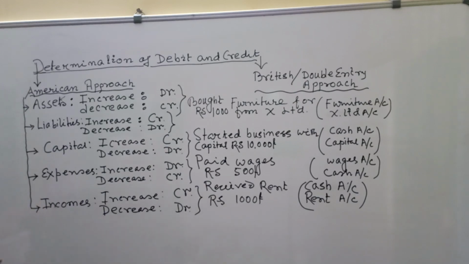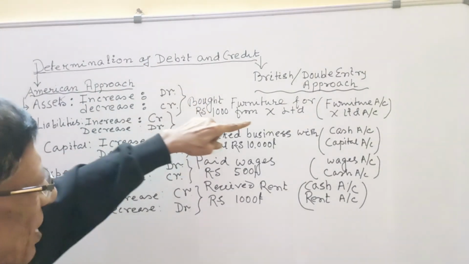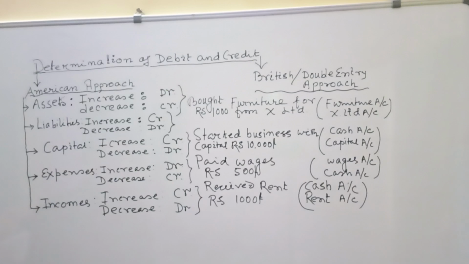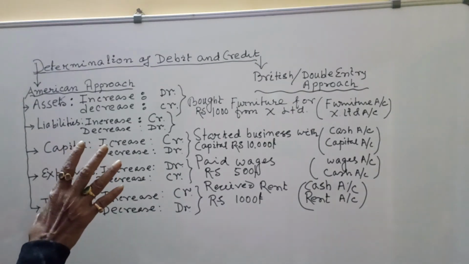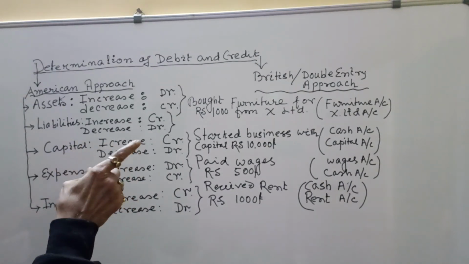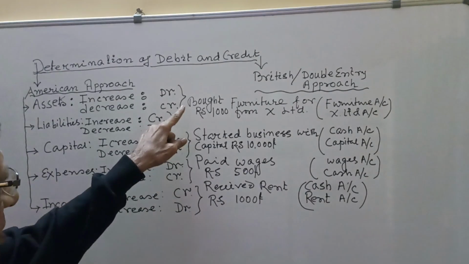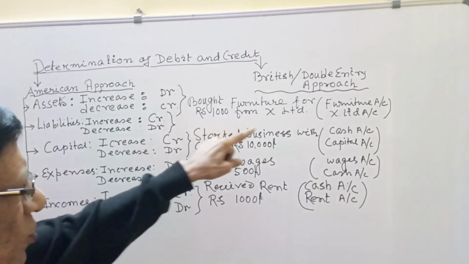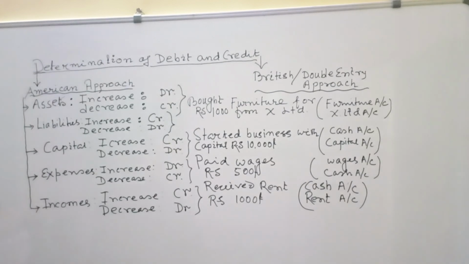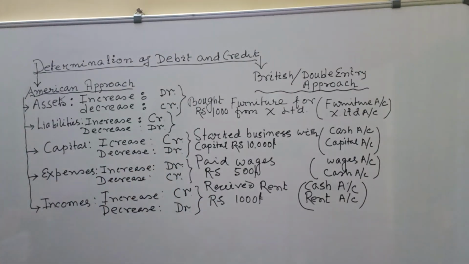Again, I am coming back to our discussion. Bought furniture for rupees 1000 from X Limited. At first, we shall determine what are the two accounts connected with this particular transaction. You can see that with this particular transaction, two accounts are connected. One is the furniture account and another is the X Limited account in our business.